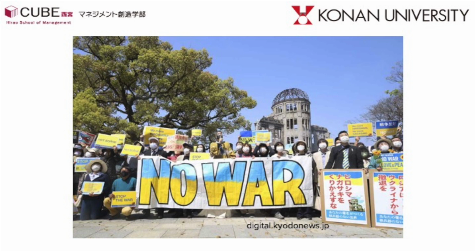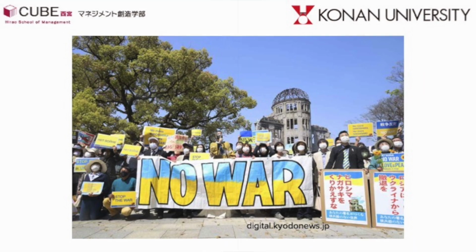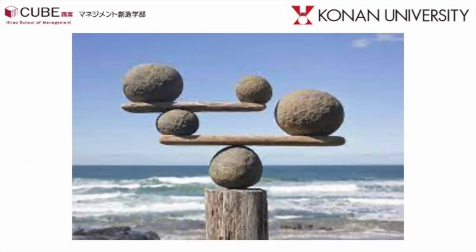Also, Japan has been active in addressing global issues like climate change, being a signatory to the Paris Agreement, and also taking steps to reduce greenhouse gas emissions. This has been a big part of the government policy. Japan has pledged to become carbon neutral by 2050. So we'll talk more about that in future sessions as well.